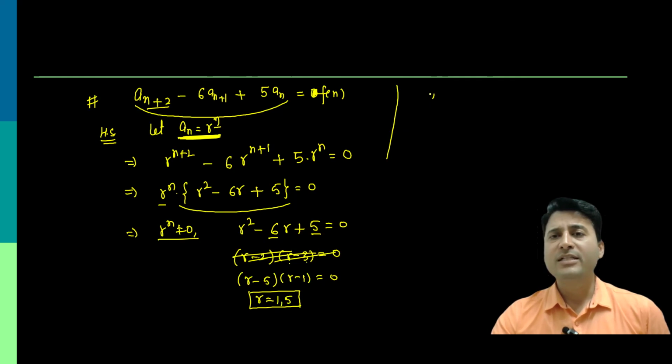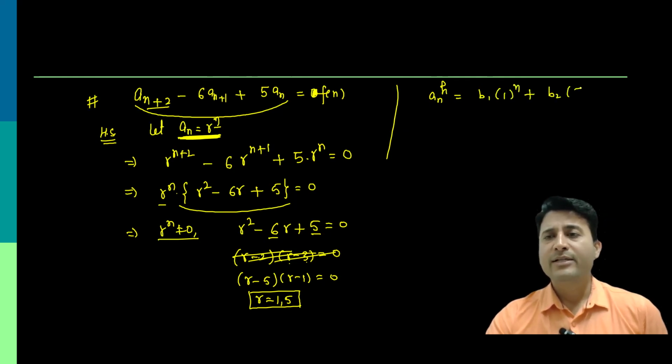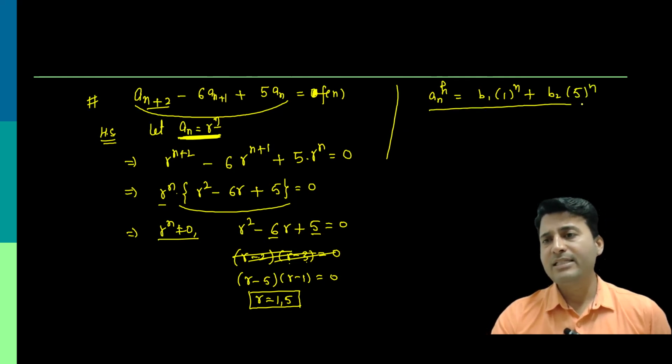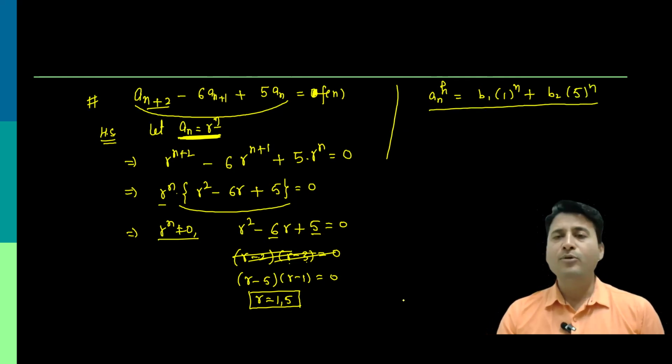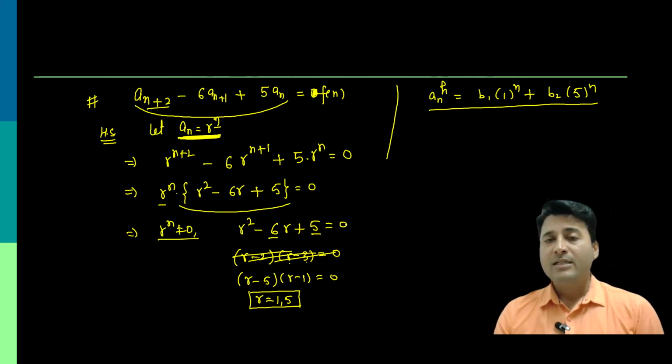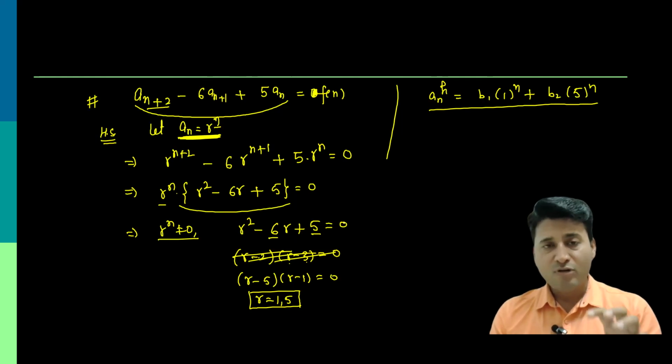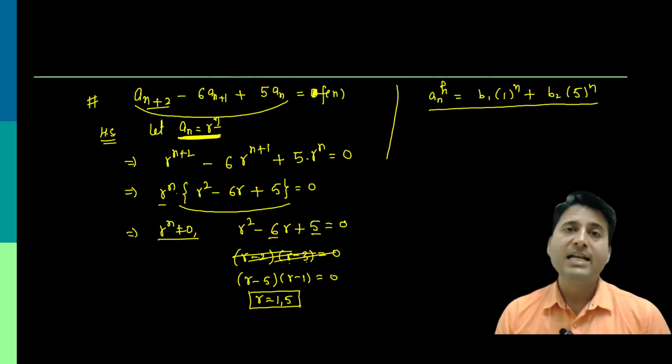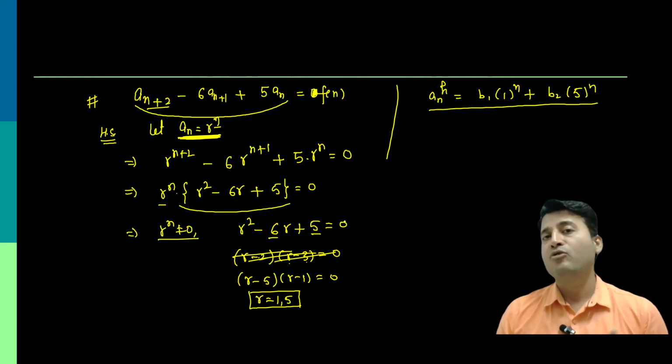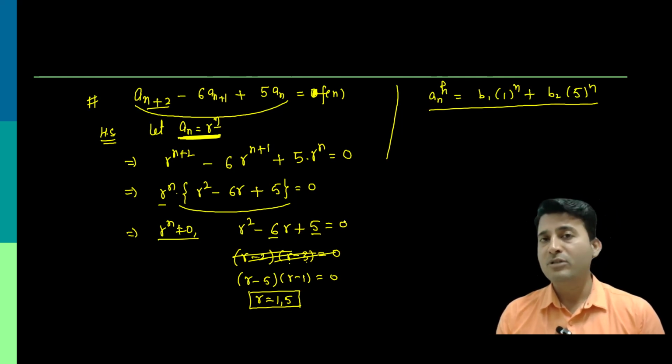So what will be the homogeneous solution for this equation? It will be b1 into first root to the power n plus b2 into second root to the power n. This is how we get the homogeneous solution of this equation. Overall, if I summarize this session: if a recurrence relation is given, to find its homogeneous solution we put a(n) equals r to the power n, find the roots of the equation, and as per the roots, we write the solution.